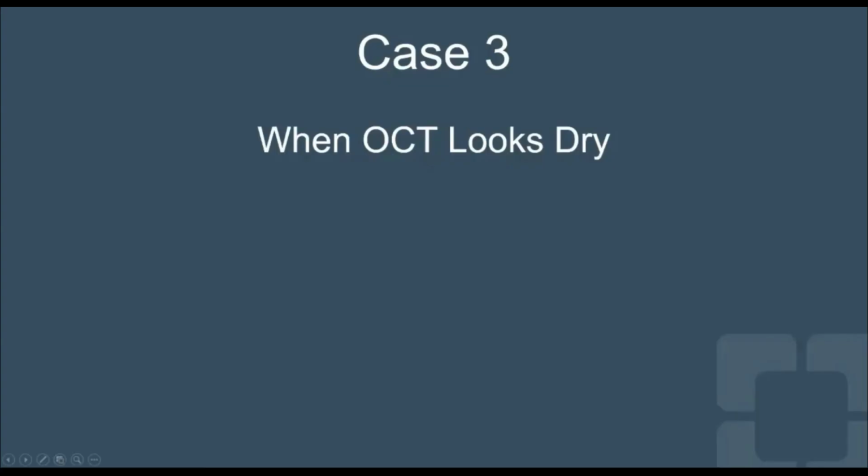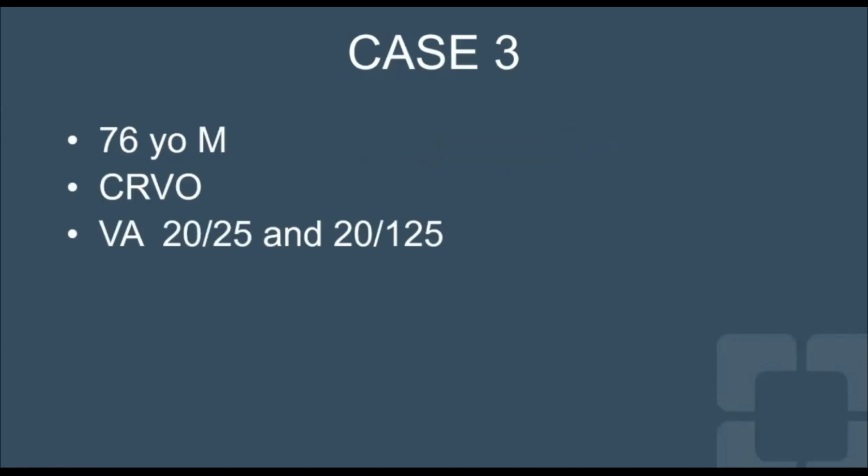Great. So this is a case that I titled When OCT Looks Dry. And this is a 76-year-old male. He has a diagnosis of central retinal vein occlusion in the left eye. His right eye is normal. The visual acuity in the right eye is 20/25, and visual acuity in the left eye is 21/25.